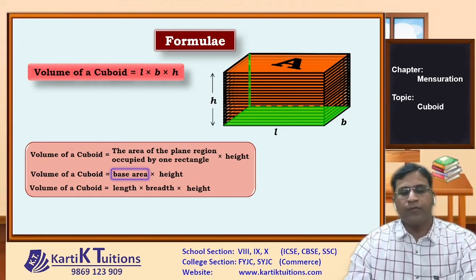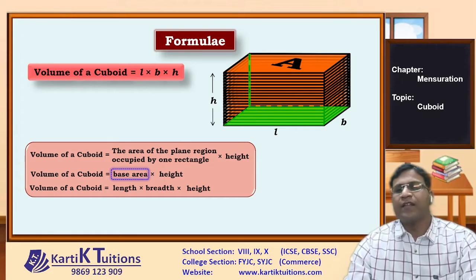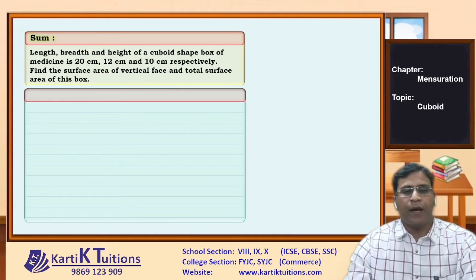Now there are a few sums I have taken on the same concept. So let's start with the sums. Length, breadth and height of a cuboid shaped box of medicine is 20 centimeter, 12 centimeter and 10 centimeter respectively. Find the surface area of vertical face and total surface area of this box.